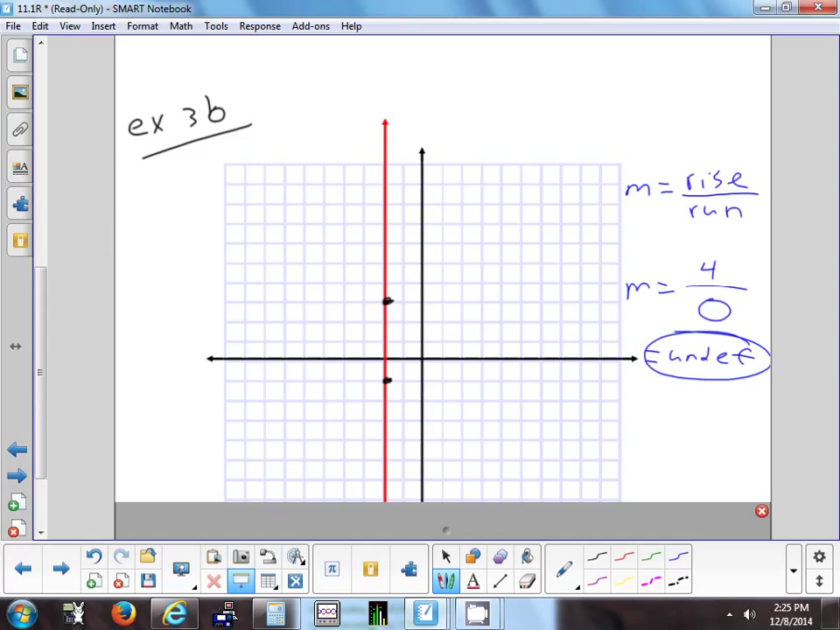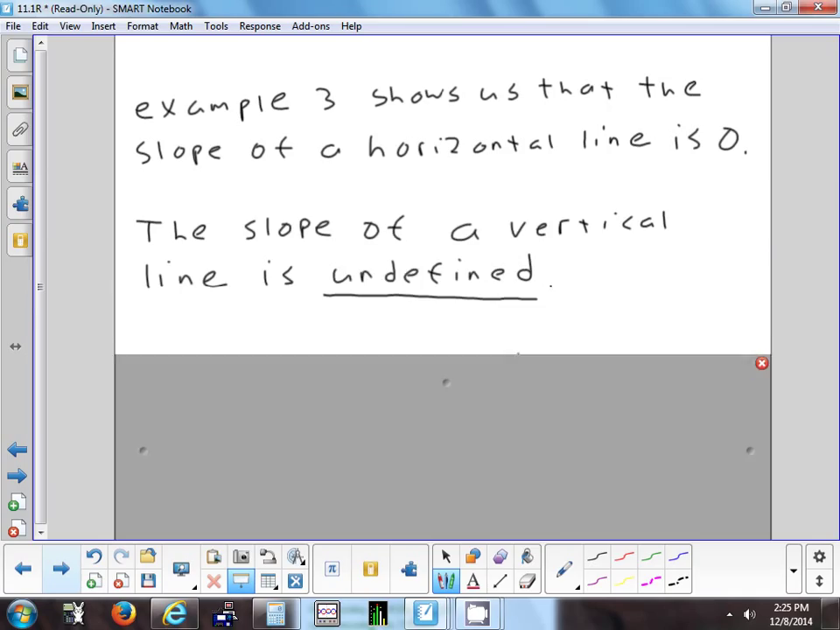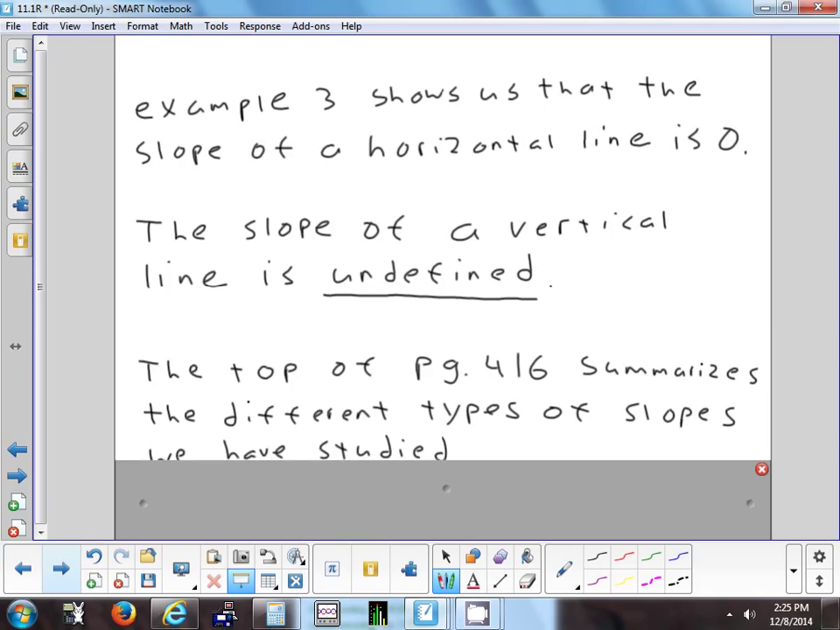Okay, guys, I need your attention up here. I'm not done yet. So the slope of a vertical line is undefined. Here are the last 2 cases we just did. Slope of a horizontal line is 0. Slope of a vertical line is undefined. Any other slope is either a positive or a negative number, and you use your formula to find it.